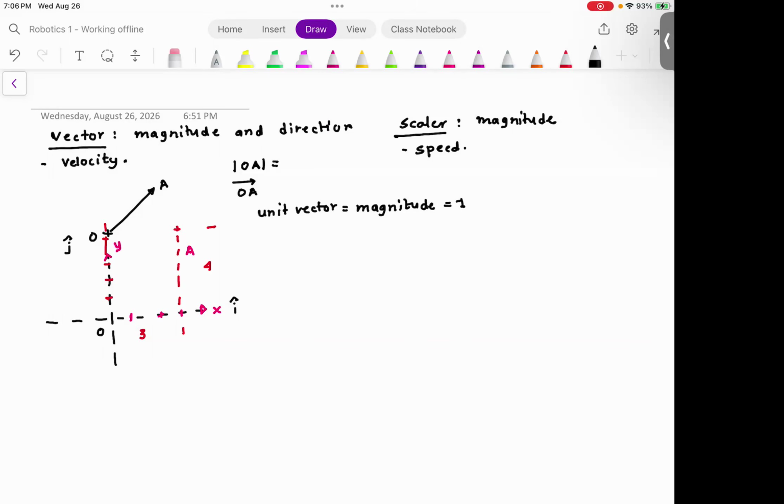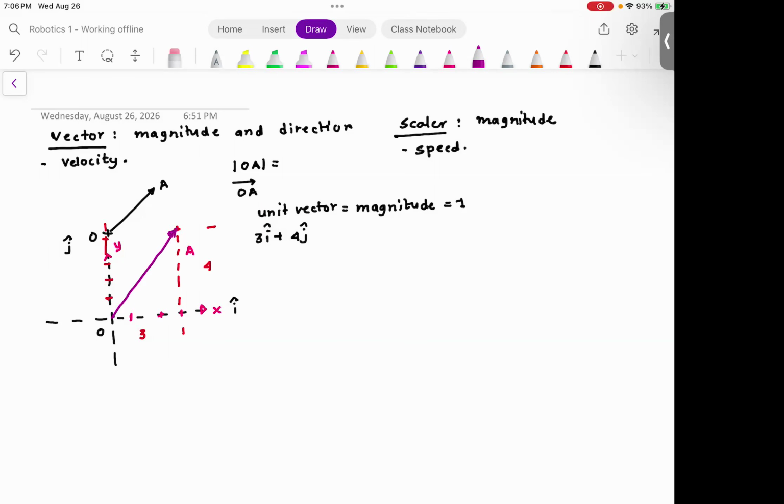So I can state something like this. To go from O to A, you need to travel 3I plus 4J. Or I can say you can go 4J and 3I. It doesn't matter. As long as you travel 3 units in I direction and 4 units in J direction, you are going to get to this point.